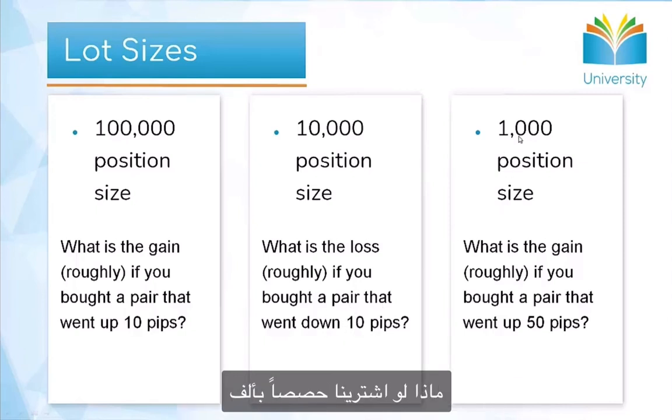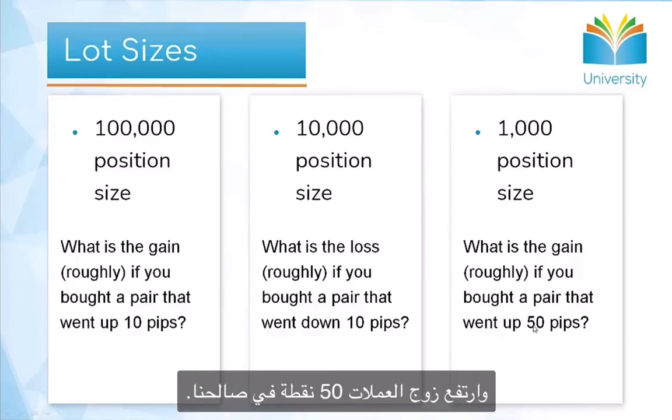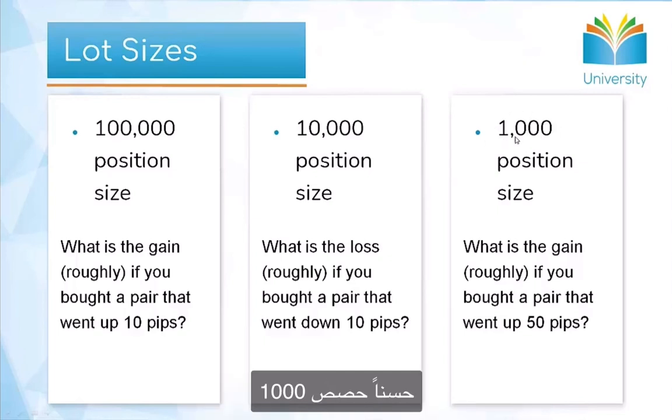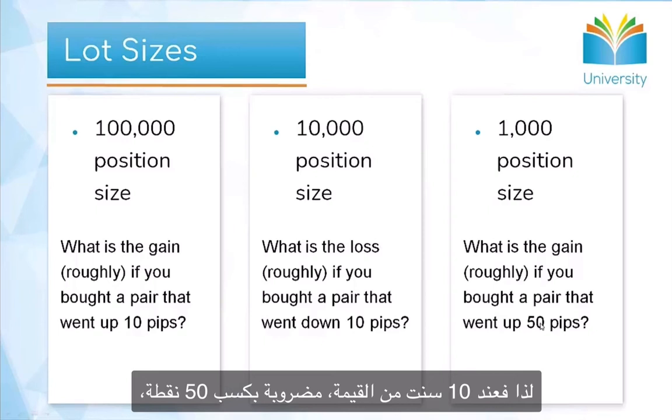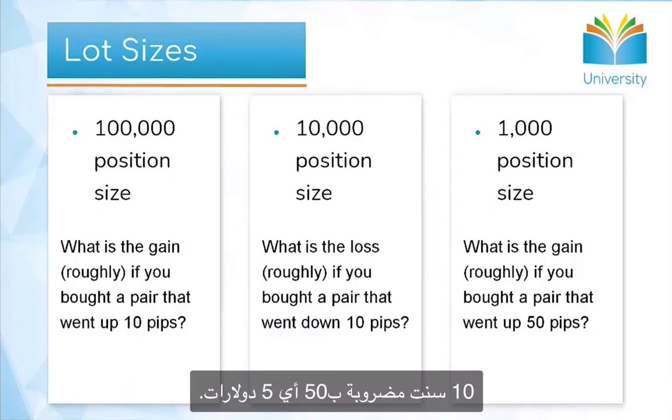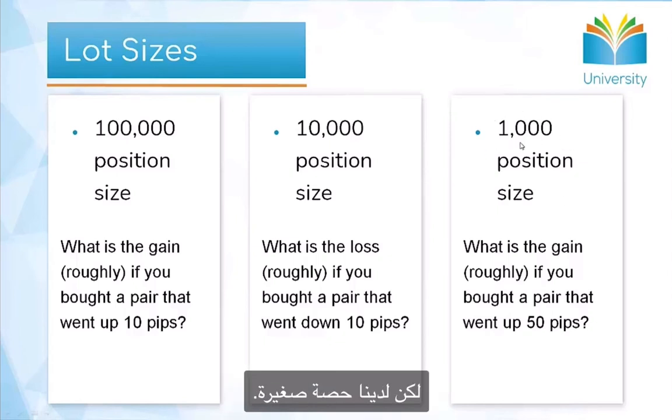What if we had bought a 1,000 position size and the pair had gone in our favor 50 pips? Well, at a 1,000 position size, it's only 1/10 that size. Every pip is worth 10 cents of value. So at 10 cents of value times a 50 pip gain, 10 cents times 50 is $5. So we would be up $5 in this trade. Yes, it made a lot of pips, but we had a small position size.